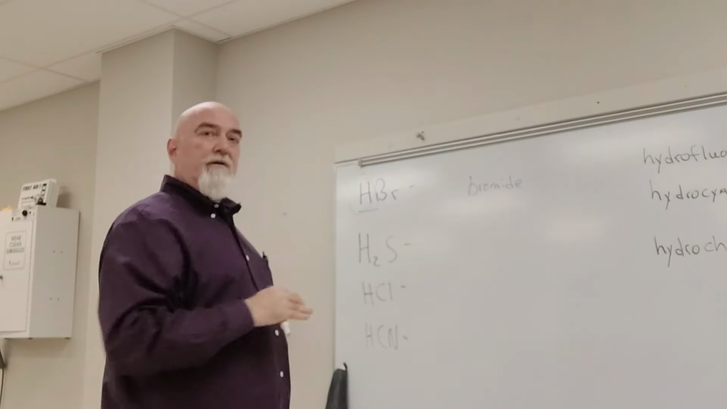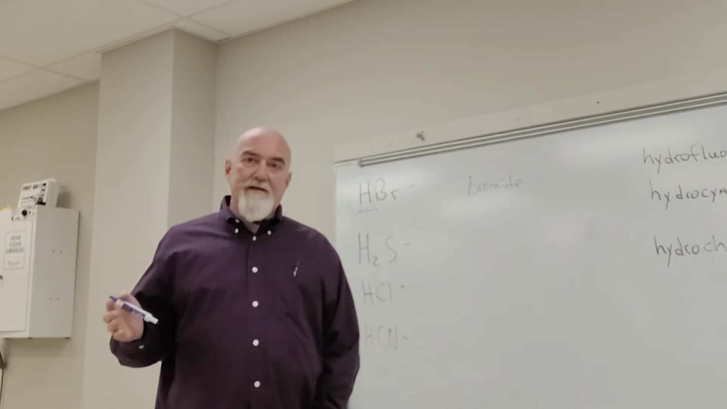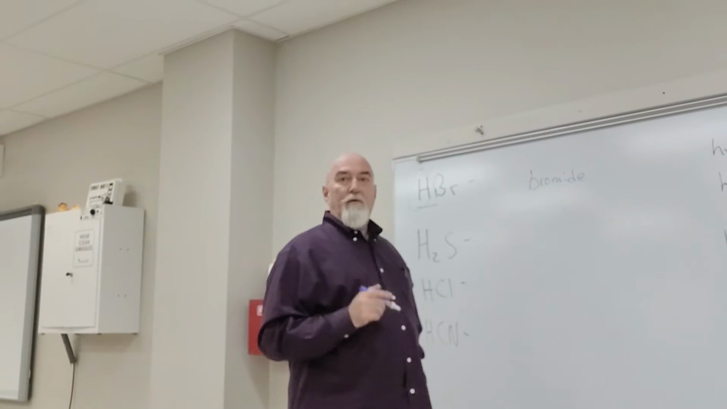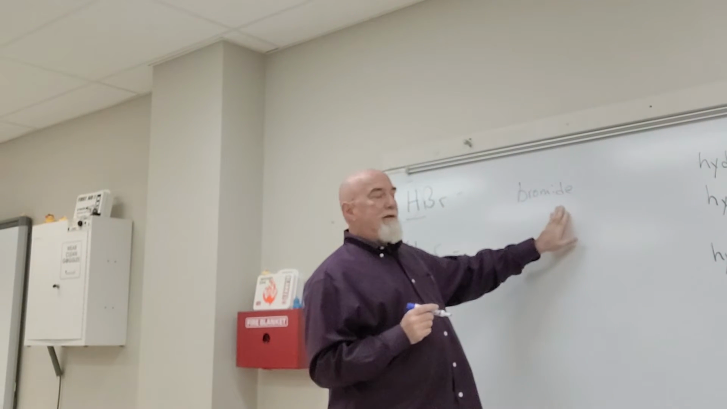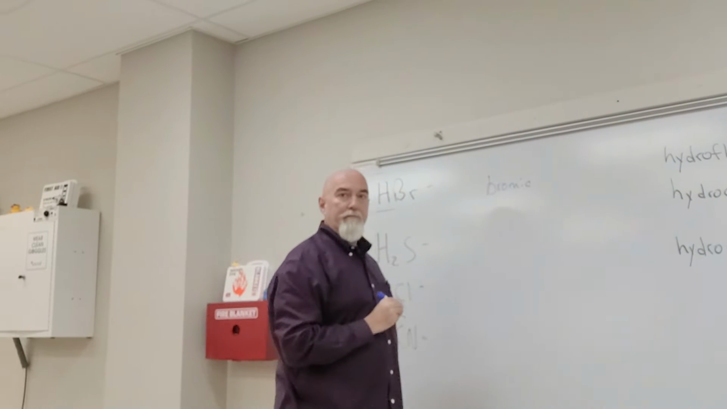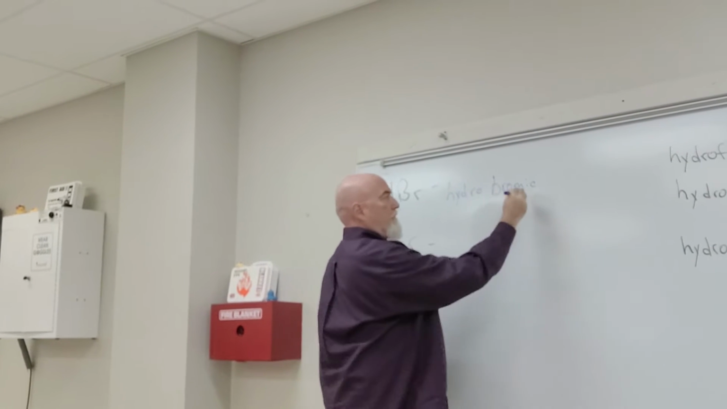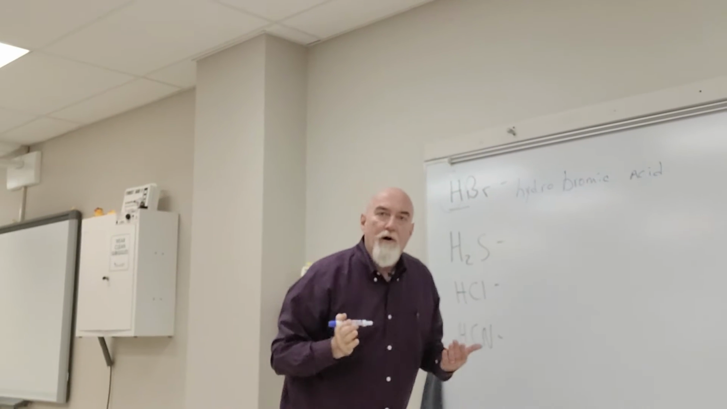And all of the single elements will end in IDE. As far as the polyatomics, the only one that will really concern us would be cyanide. So most of these are going to be binary acids. We will look at the one example you'll see that's not. So what happens? IDE is replaced by IC, and it starts with hydro. So it's hydrobromic acid. That's all you do.